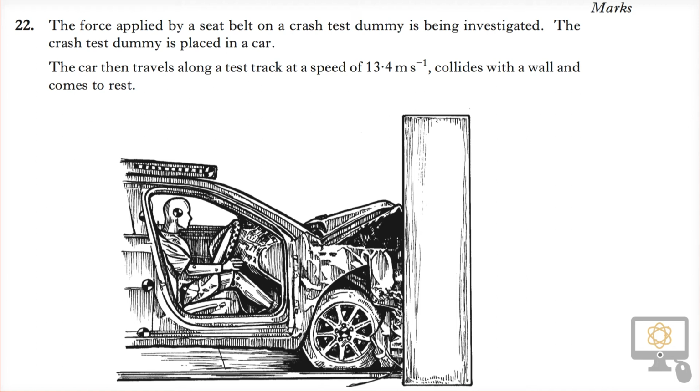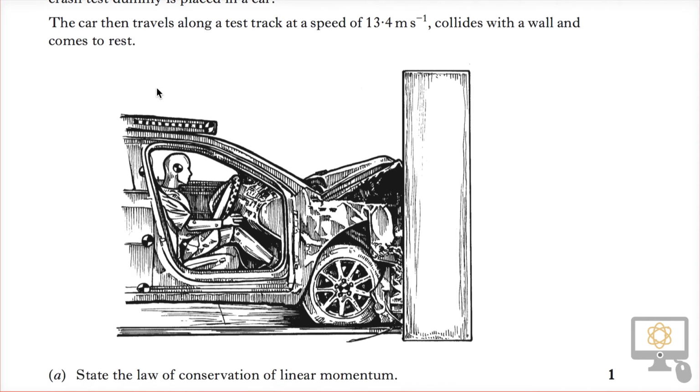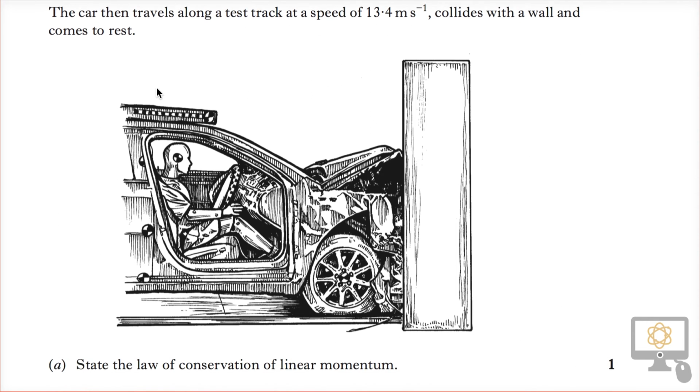The car then travels along a test track with a speed of 13.4 meters per second, as highlighted here, collides with the wall and comes to rest. So let's just have a look at what the question is going to ask. First of all, question A, state the law of conservation of angular momentum. Well, that's relatively straightforward to say.